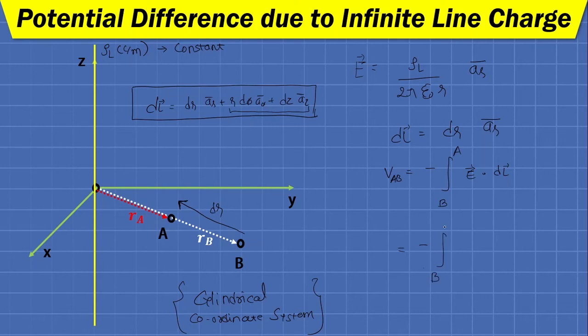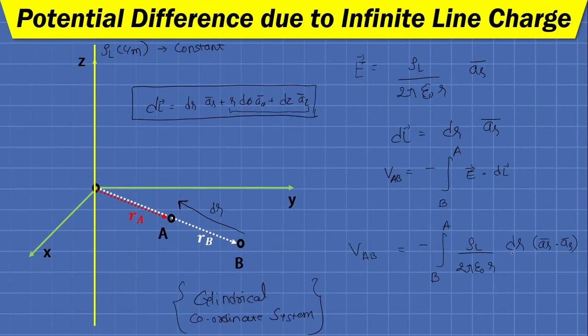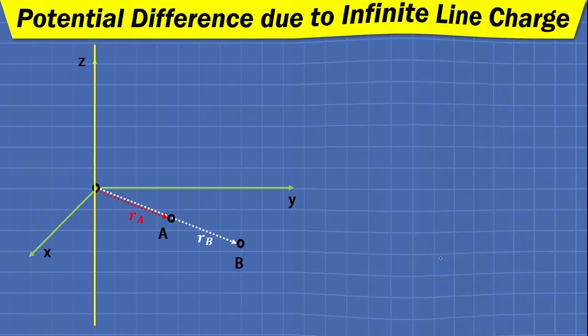Fine, so now we can write negative integration from B to A, putting the value of E bar and dL bar. We will have rho L upon 2 pi epsilon naught r into dr. Now aR bar dot aR bar is nothing but 1. Moving further, we need to perform the integration. Here the variable of integration is r, so only the terms which contain r will be in the integration. All other terms will come out as a constant.